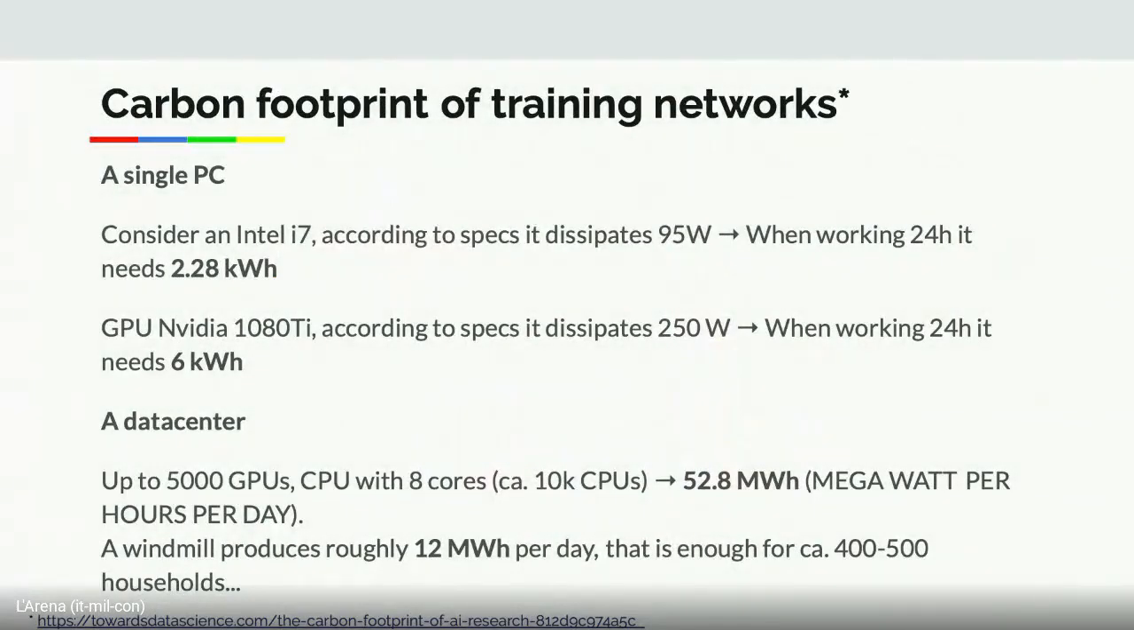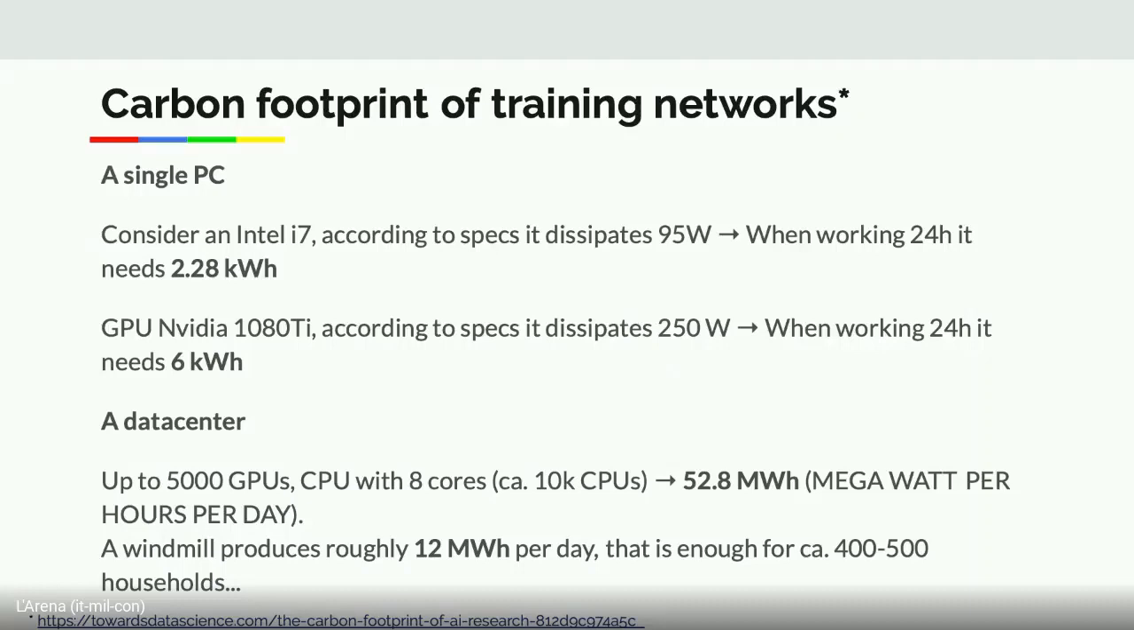Another thing that I would like to think about, I would like to try to calculate with you how much energy you actually use when you train a network. Because it seems nice, you have a network, you have Google Cloud, and you have GPUs. Consider that just a CPU, when it works for 24 hours, needs roughly 2.28 kilowatt hours.